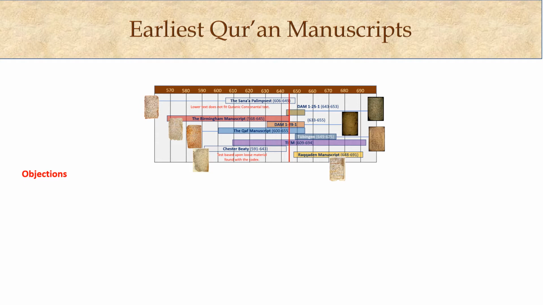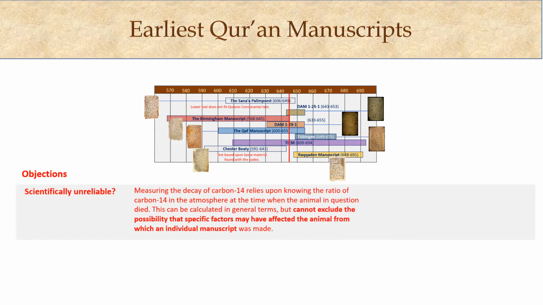Three objections are sometimes raised to this conclusion. Firstly, some doubt the accuracy of the testing method or the reliability of the conclusions. Well, it is true that measuring the decay of carbon-14 accurately relies upon knowing the ratio of carbon-14 to other chemicals in the atmosphere at the time when the animal in question died. This can be calculated in general terms, but one cannot exclude the possibility that specific factors may have affected a particular animal from which an individual manuscript was made.